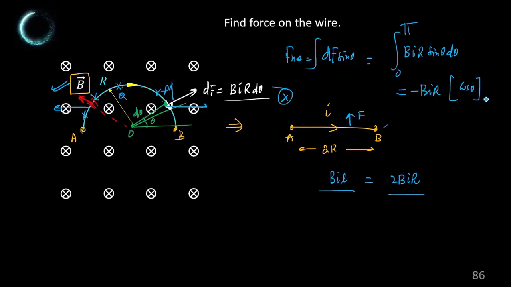মাইনাস cos theta এদিকে আছে, 0 থেকে পাই বুঝিয়ে না, তাহলে কত হবে? 2 আসবে তো, -2 আসবে। So plus 2 BIR এলো, same result.